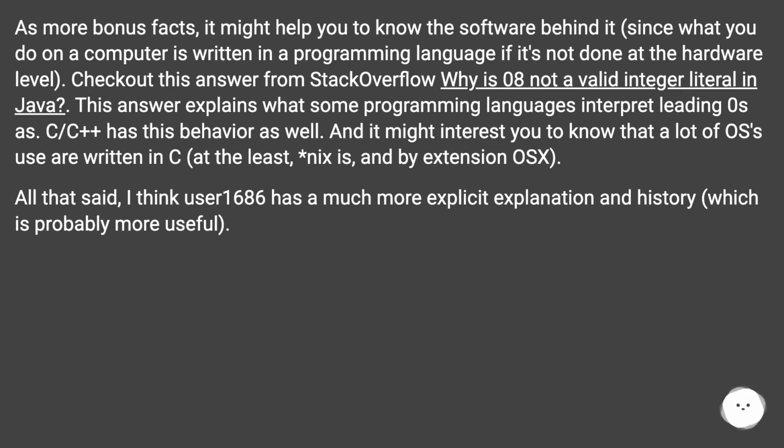Check out this answer from Stack Overflow: Why is 08 not a valid integer literal in Java? This answer explains what some programming languages interpret leading zeros as. C/C++ has this behavior as well. And it might interest you to know that a lot of OSes are written in C, at the least *nix is, and by extension OS X. All that said, I think user 1686 has a much more explicit explanation and history, which is probably more useful.